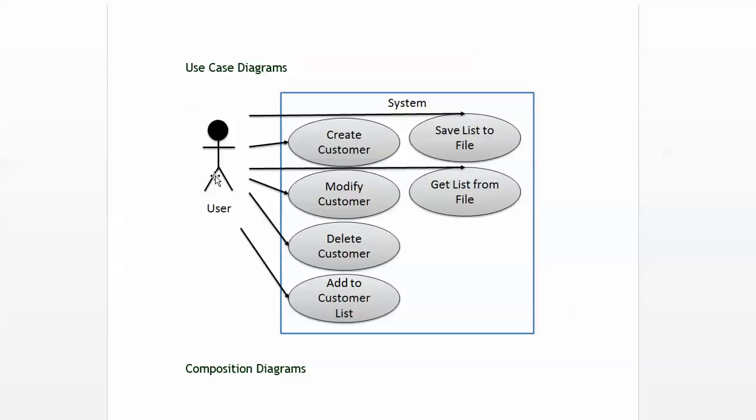Such as there's a task of being able to create a customer, or modify a customer, delete a customer, add a customer to a list, save the list to a file, get the list from a file. Those are all behaviors or activities that can happen in the system. And then you indicate which actors can interact with those particular behaviors. In our case, we're saying that the one user can interact with all those behaviors.